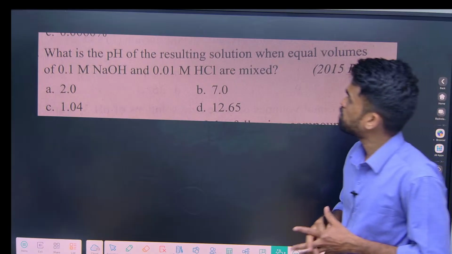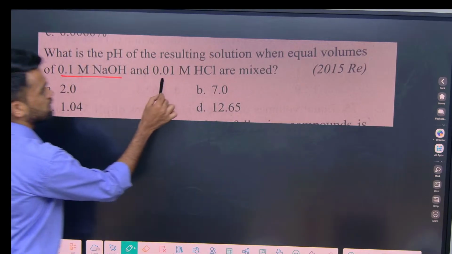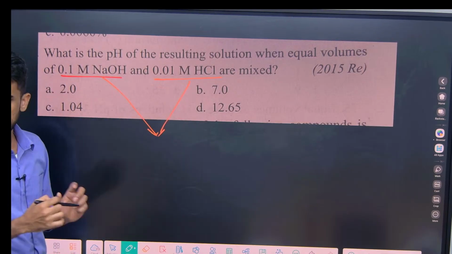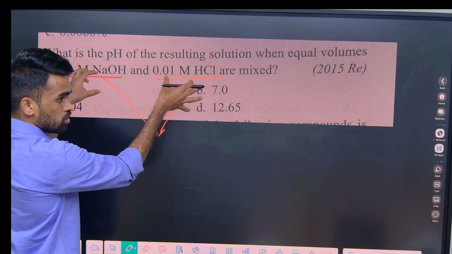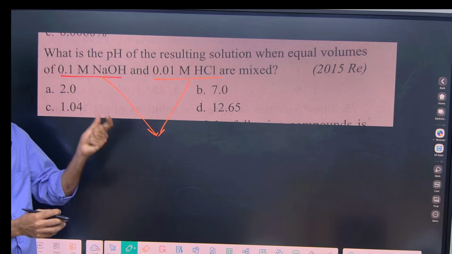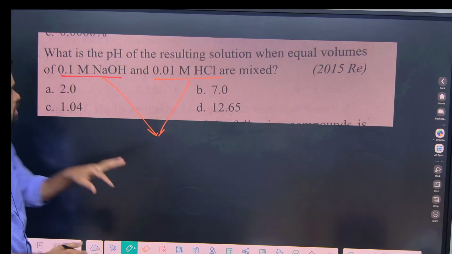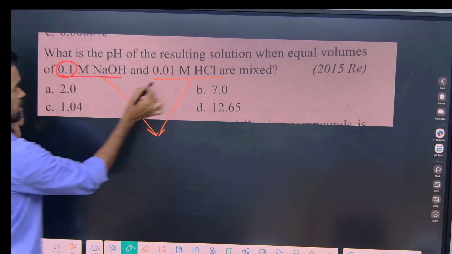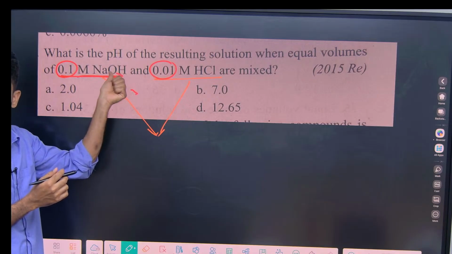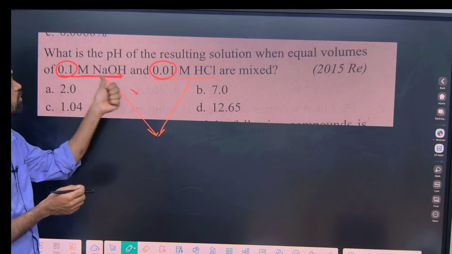So tell me what is the pH of the resulting solution when equal volumes of NaOH and HCl are mixed? NaOH is a base and HCl is an acid. So what happens when an acid and a base are added? Neutralization takes place. If they are equal amounts, neutralization takes place. But if one is in excess and one is less, that excess one decides the nature of the solution. Which is greater here? Equal volumes is fine, but the concentration here is 0.1 and this is 0.01. So the concentration of NaOH is more, which means the quantity of NaOH is more. So the resultant solution will be acidic or basic? Basic, because the NaOH quantity is more.